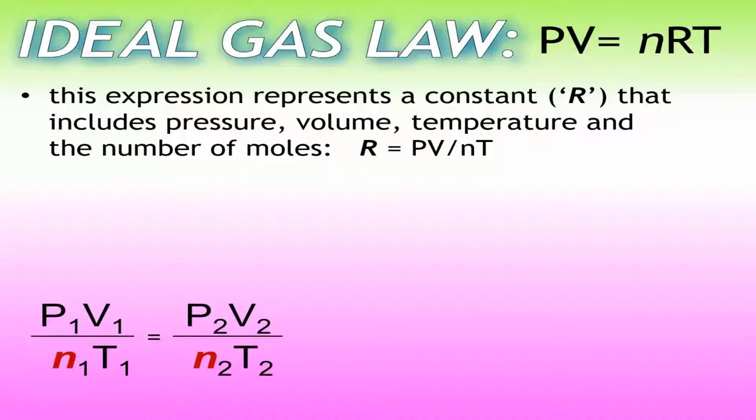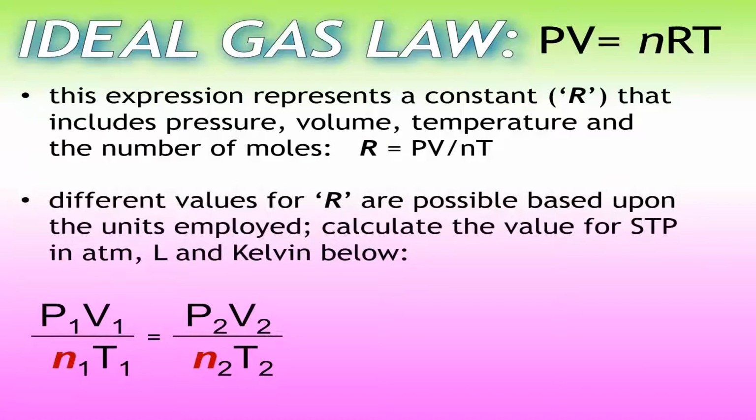Now, what about R? Well, R is a constant that has been fiddled with, and it can have different values. But the key thing about R is that it actually not only includes a number for pressure, volume, temperature, and the number of moles, but it also includes a unit. And so R actually, in a sense, equals pressure times volume divided by the number of moles times the temperature.